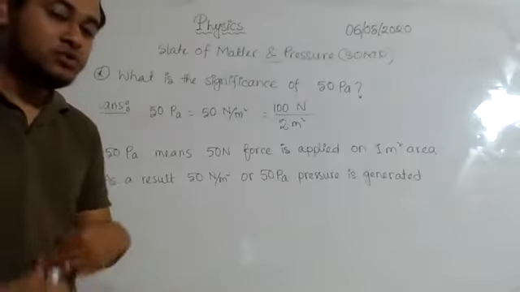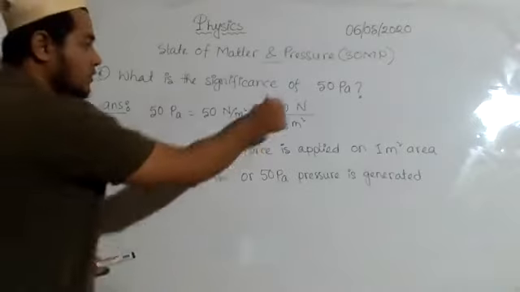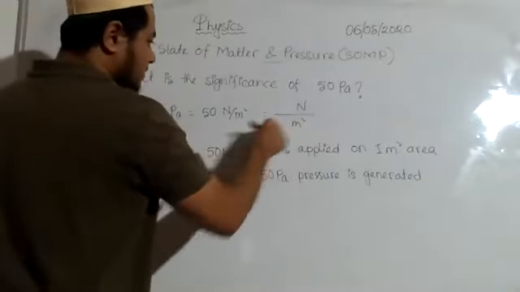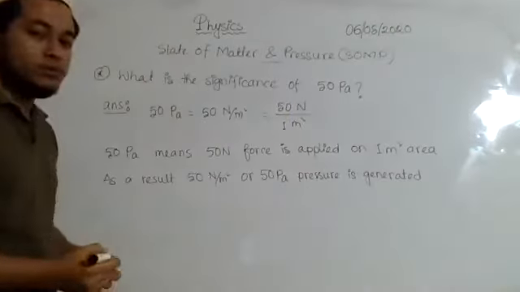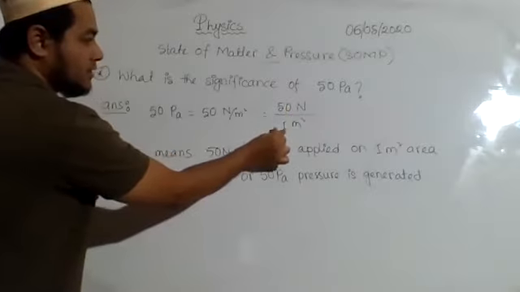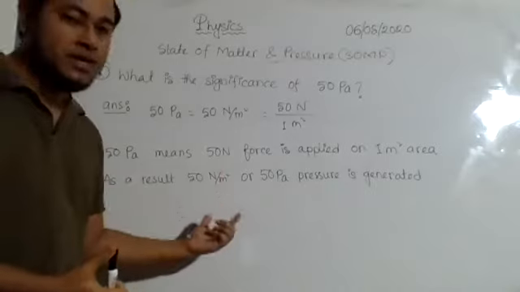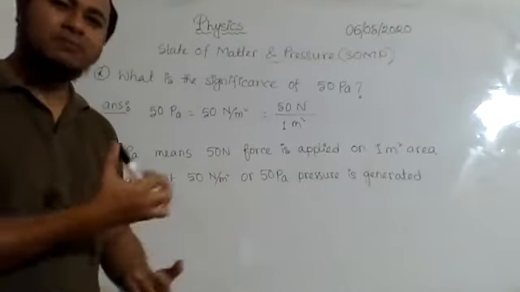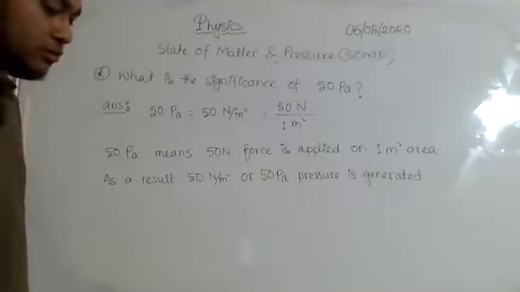But let me suggest the simplest one without taking any kind of tension. What you need to do, just write it in this way: 50 Newton on 1 meter square. Whatever the value is given here, you write it in the numerator, and in the denominator, write 1 meter square, and give the explanation according to that. Do not complicate it. Okay, that is my suggestion. But if you want, you can do the other way.